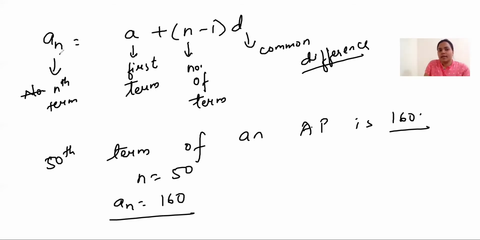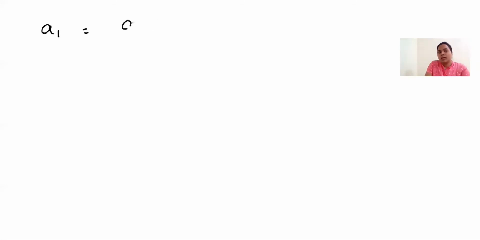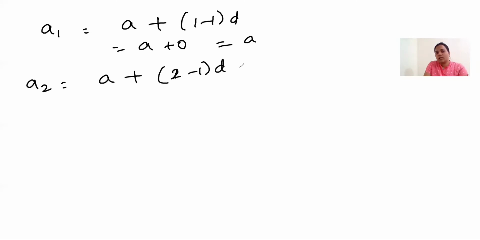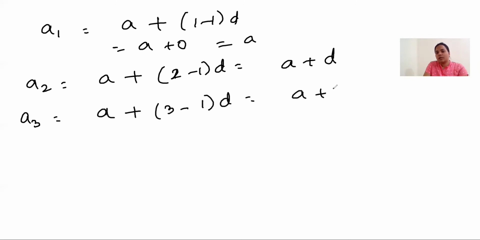If we don't know n, then we will do n minus 1. So in this case, a_n is equal to a plus (n minus 1)d. So a_1 is a plus (1 minus 1)d, that is a plus 0, that is a. So the first term is a itself. a_2 will be a plus (2 minus 1)d, that is a plus d. a_3 will be a plus (3 minus 1)d, that is a plus 2d.